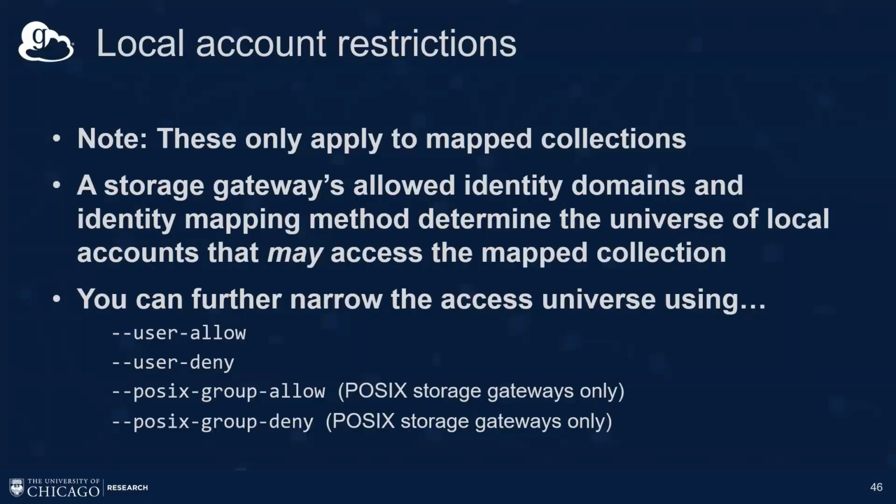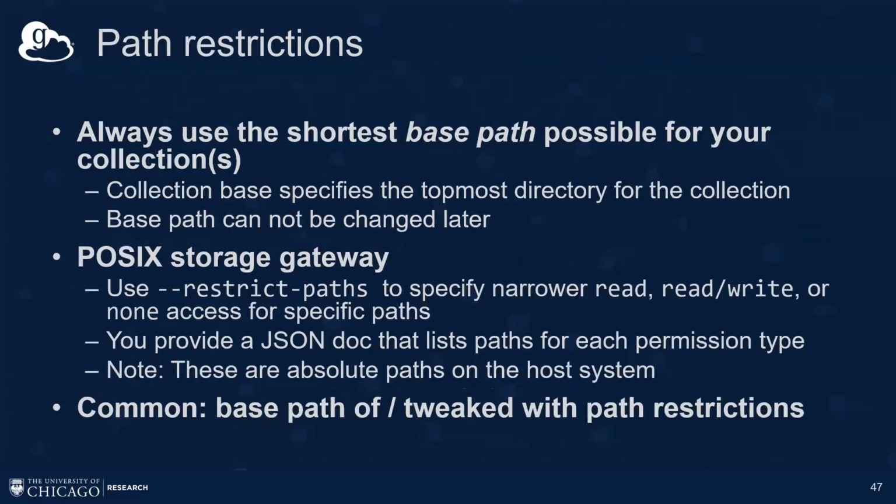Now, local account restriction, right? You can do user allow, user deny. So who can access your Globus collection and be mapped? You can restrict by groups, again, allow and deny. Now, you can also restrict what can be accessed, right? Restrict paths. Our recommendation: always use the shortest base path possible for your collections. So anchor them at root, because if you ever want to add another file system, if you don't anchor at root, you can anchor it at /home, and then everybody will just have their folders.